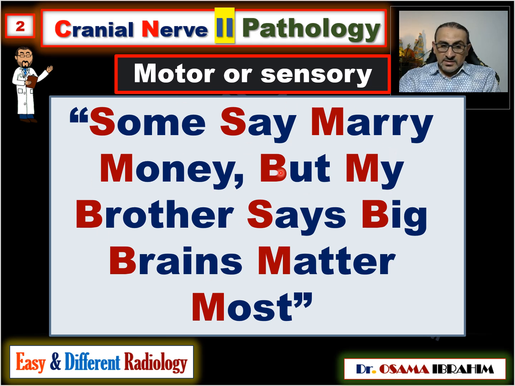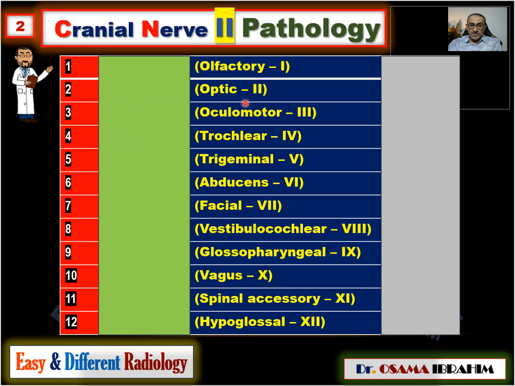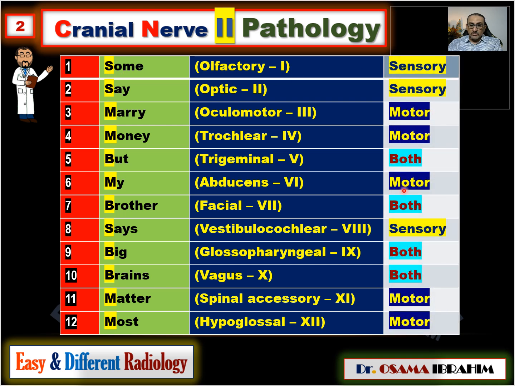And at the end, this mnemonic helps to remember the sensory and motor cranial nerves. The cranial nerves are 12 in number, and you can remember which are sensory, motor, or both from this mnemonic: Some say marry money, but my brother says big brain matter most. And you can arrange the cranial nerves from 1 to 12, olfactory, optic, oculomotor, and so on until the hypoglossal 12. And this mnemonic helps you remember sensory versus motor and both, as I mentioned in the previous presentation.